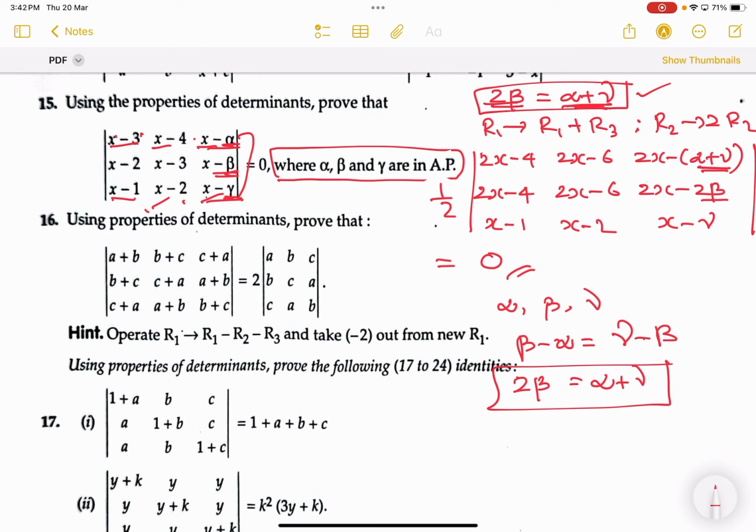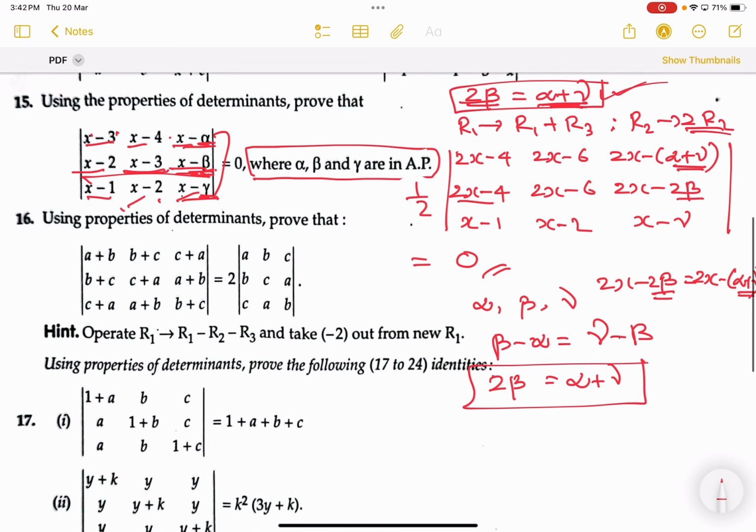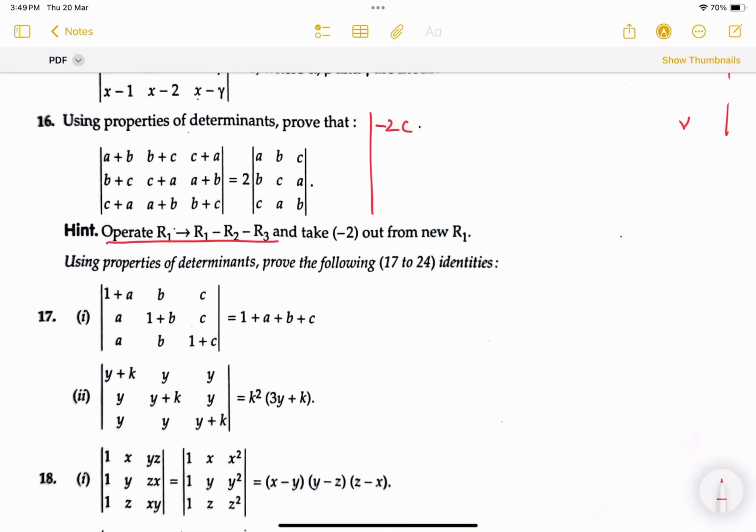I have here only 1 beta. So multiply this whole row with 2. When I am multiplying the whole row with 2, I have to divide also outside by 2. So the second row I multiplied by 2: 2x minus 4, 2x minus 6, 2x minus 2 beta. Now 2x minus 2 beta is equal to 2x minus alpha plus gamma, right? Because 2 beta is equal to alpha plus gamma. Yeah, that I know. These two rows are identical: these two elements are equal, these two also equal, because 2 beta is equal to gamma plus alpha.